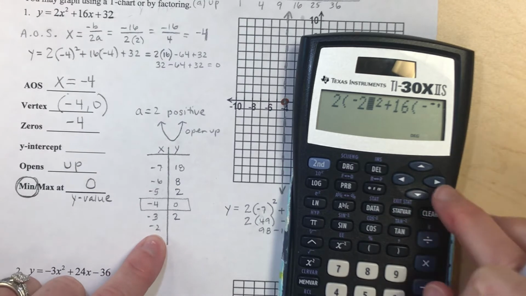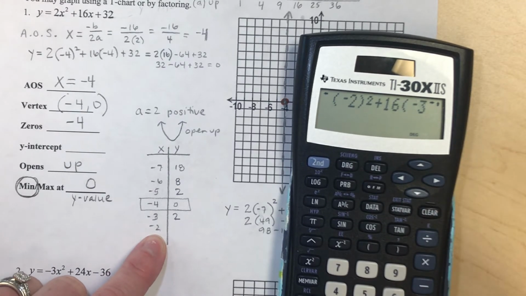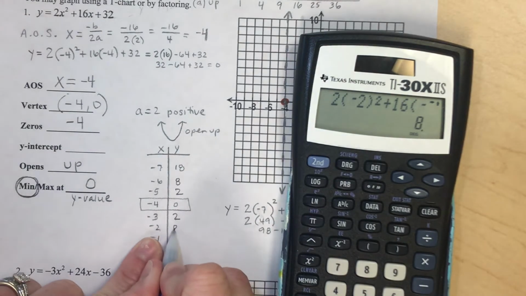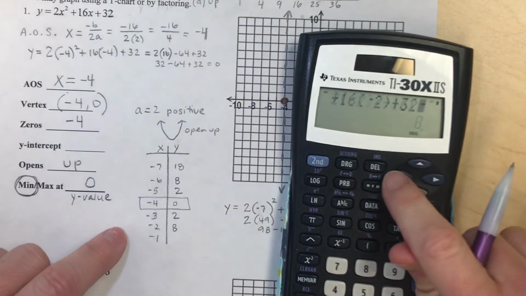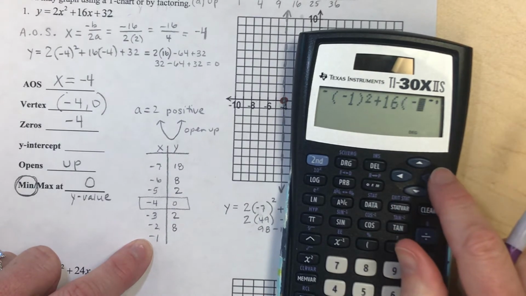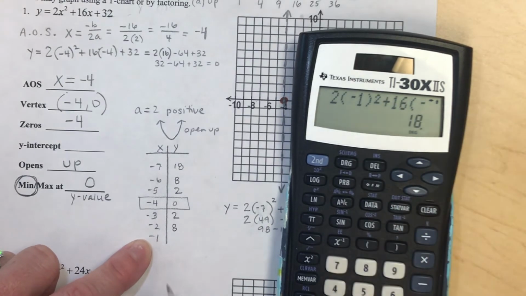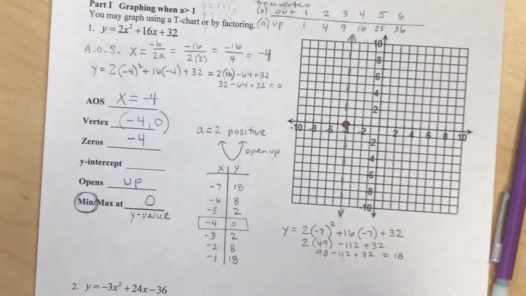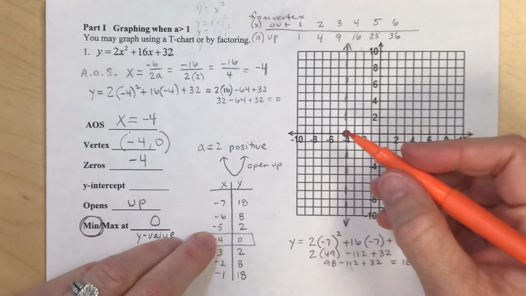And now -2. Another one there. Okay, I got 8. Perfect, those match. And then -1. Okay, I got 18. All right, now all I got to do is graph it. So here we go. I'm going to plot these points.